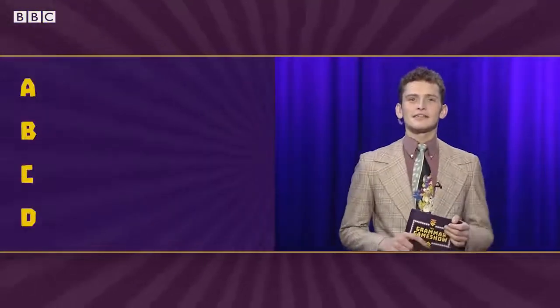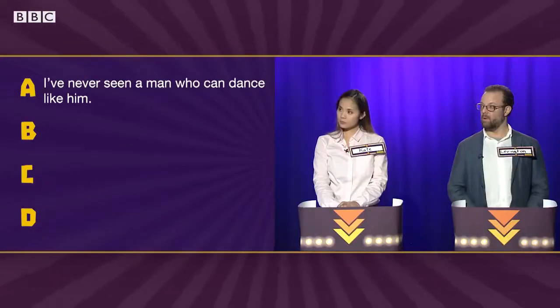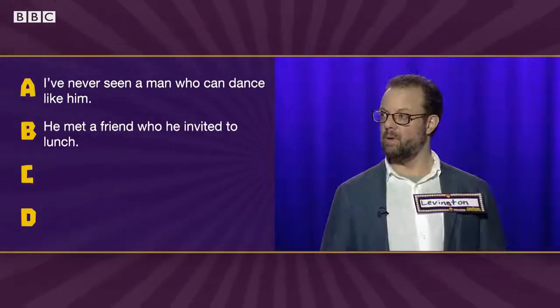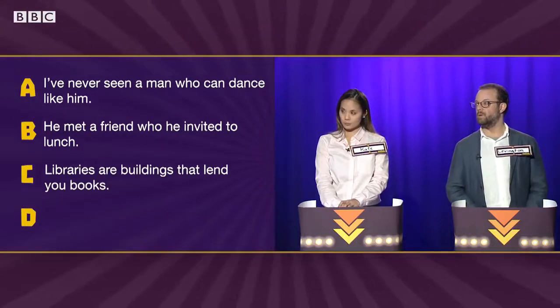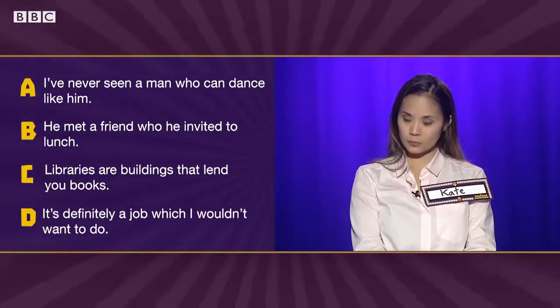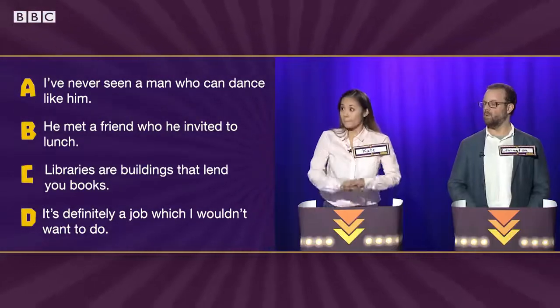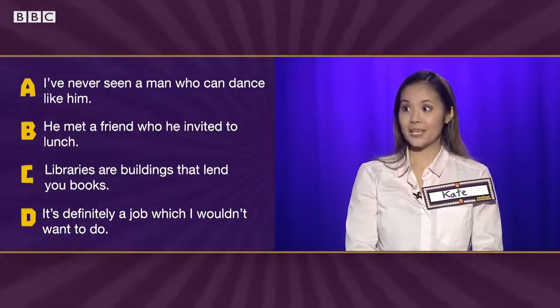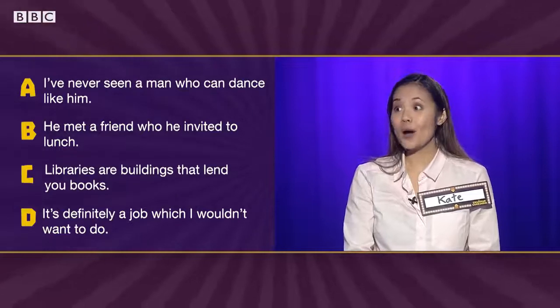It's time for our last question. Look at these 4 sentences and tell me in which 2 the relative pronoun can be left out. A. I've never seen a man who can dance like him. B. He met a friend who he invited to lunch. C. Libraries are buildings that lend you books. D. It's definitely a job which I wouldn't want to do. B, he met a friend he invited to lunch, and D, it's definitely a job I wouldn't want to do.